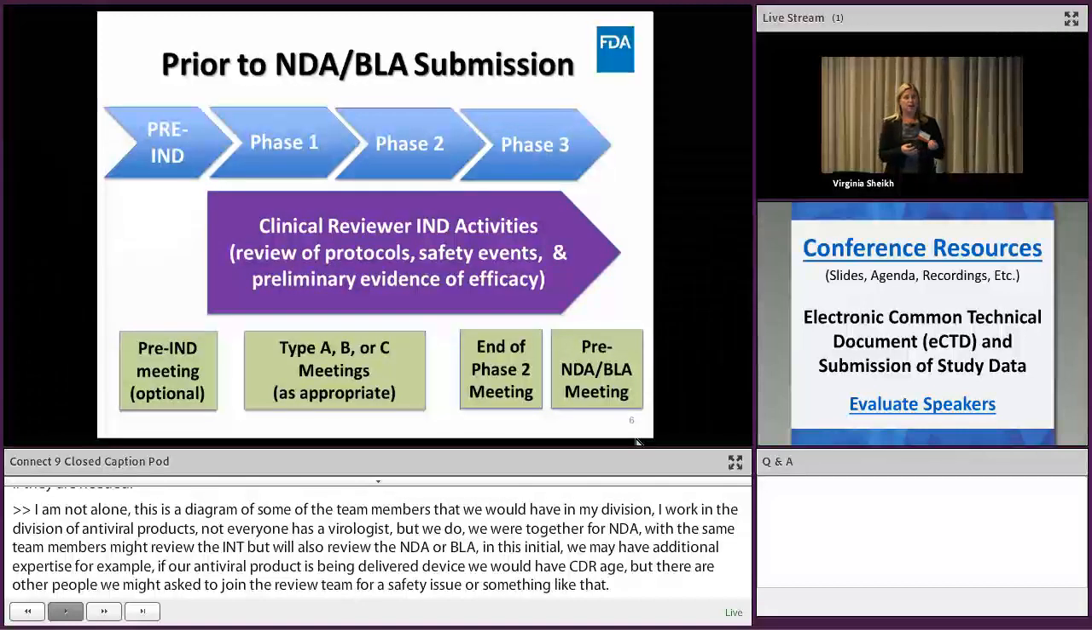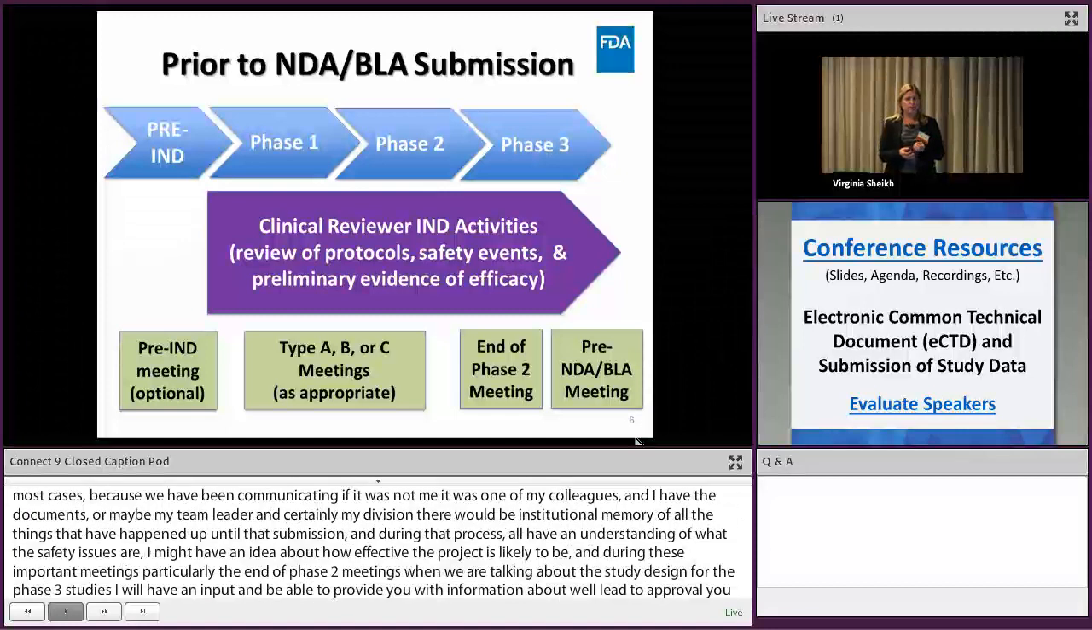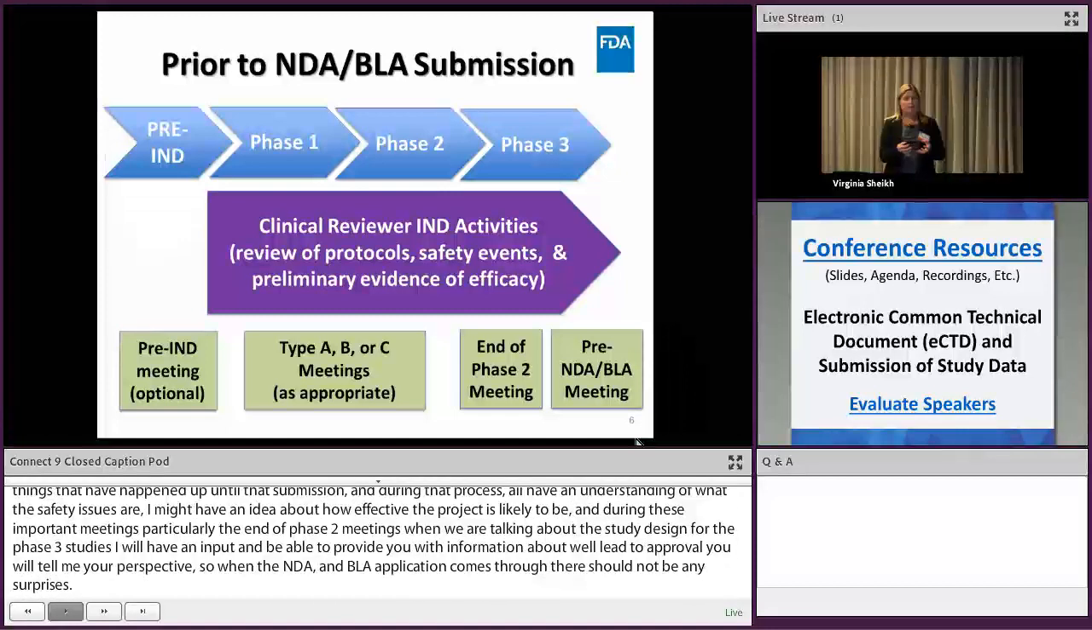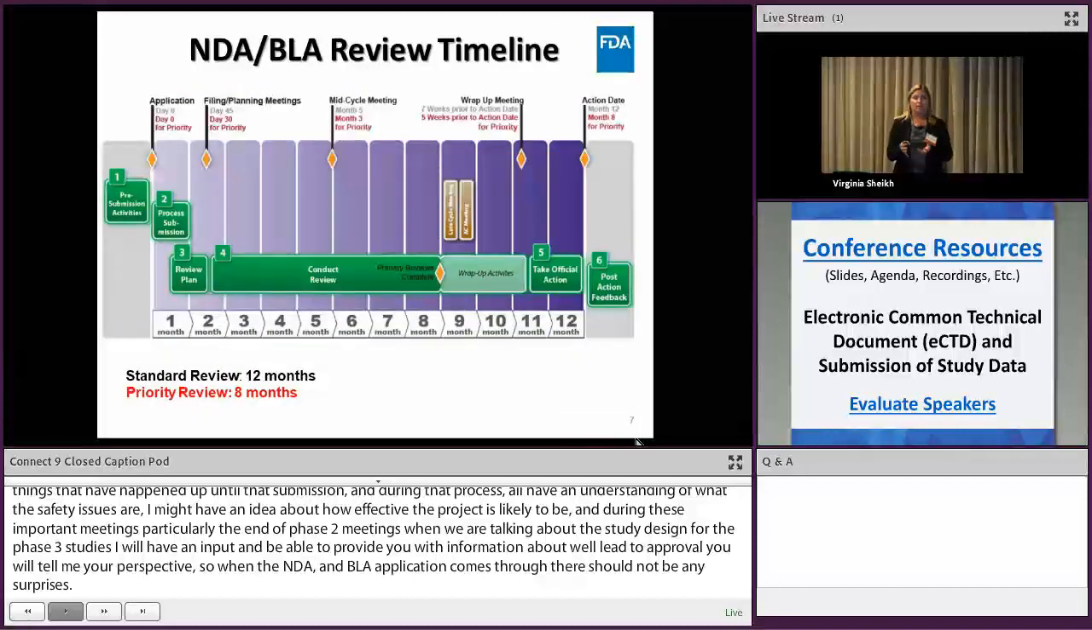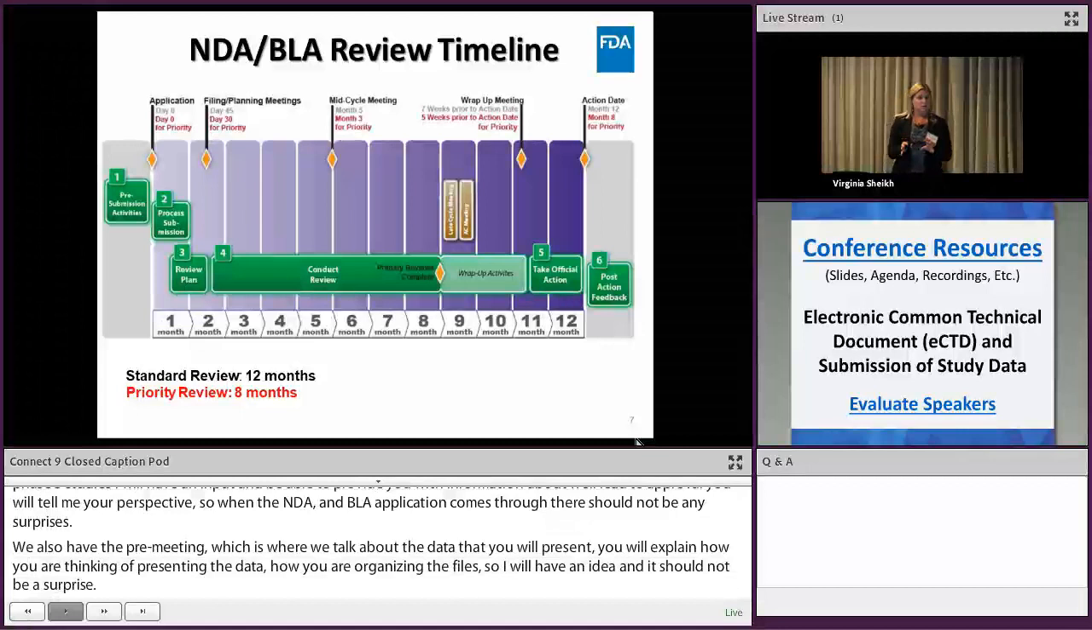In addition, we have the pre-NDA or pre-BLA meeting. And in that meeting, you'll talk about the data that you're going to present. You're going to explain exactly how you're thinking of presenting the data, how you're organizing the files and things like that. So I'll have an idea. It shouldn't really be a surprise. I'm going to use this diagram to organize my talk.